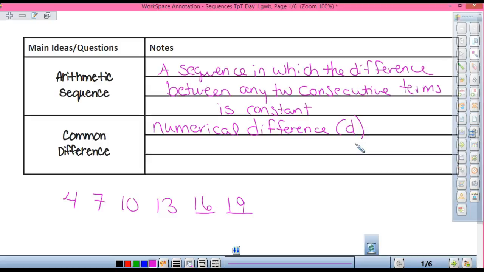Okay, between any two consecutive terms. So here, what was our common difference? What did you guys tell me it did? It added 3. Okay, so our common difference, our D, would be a 3. Nothing earth-shattering quite yet, huh?